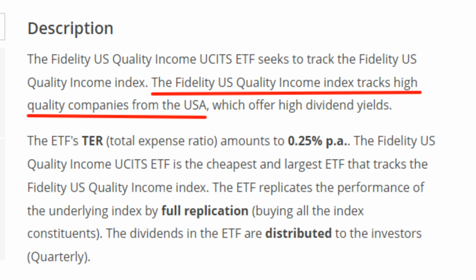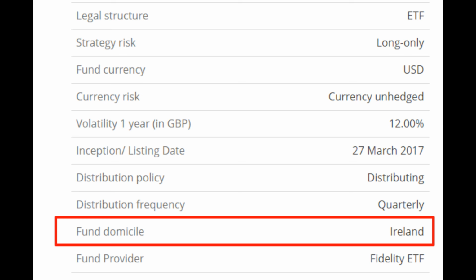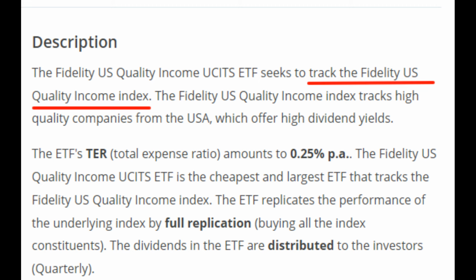The Fidelity US Quality Income UCITS ETF, ticker symbol FUSD. The fund invests in companies from the USA with certain quality characteristics, which we'll see in a bit. It is domiciled in Ireland and is UCITS compliant, which makes it available for European investors as well. It tracks the index by Fidelity, carrying the same name.